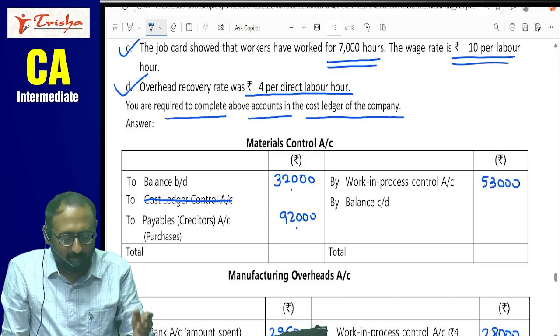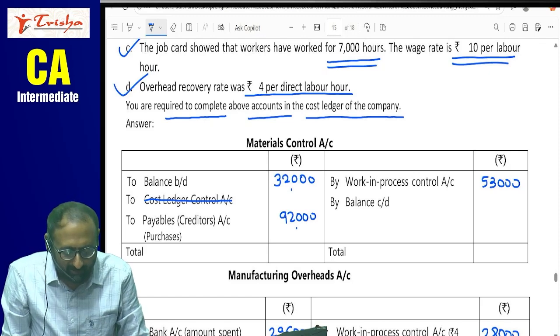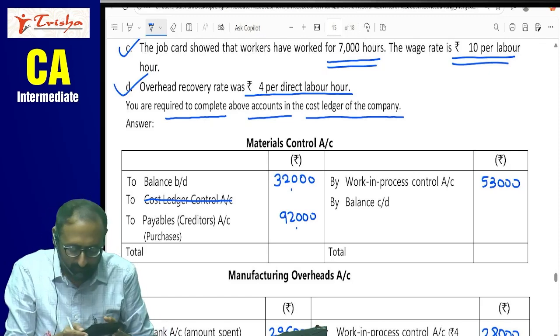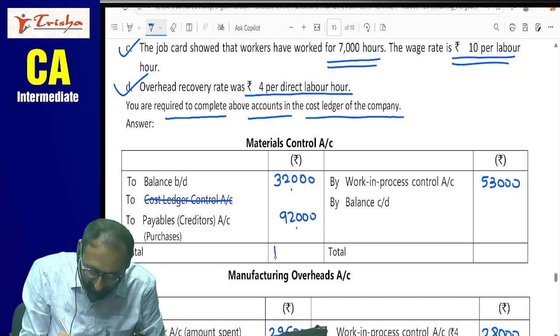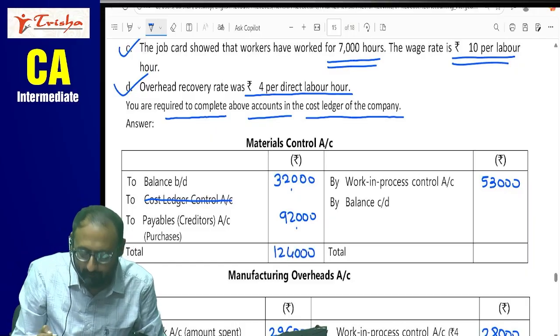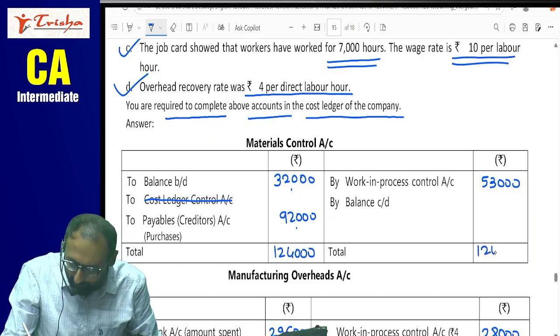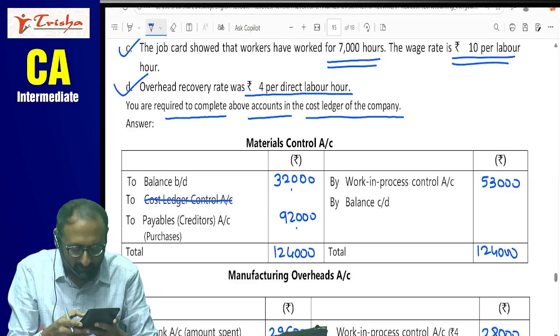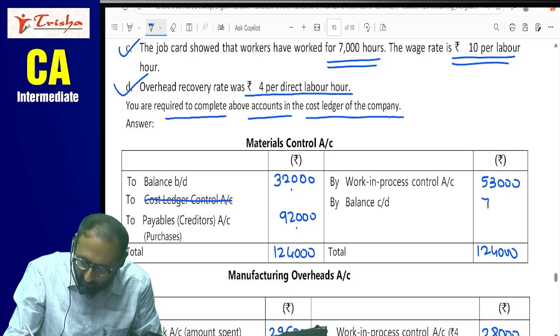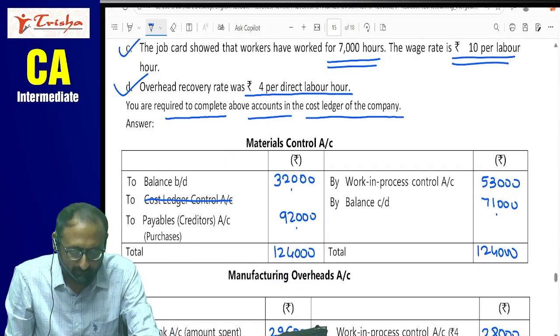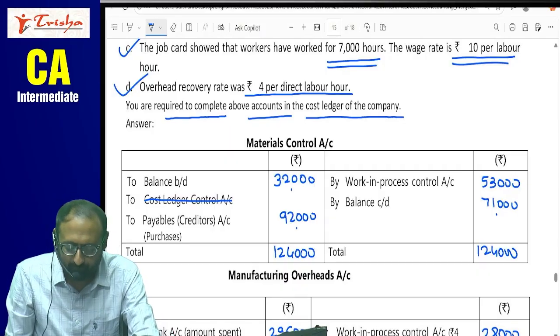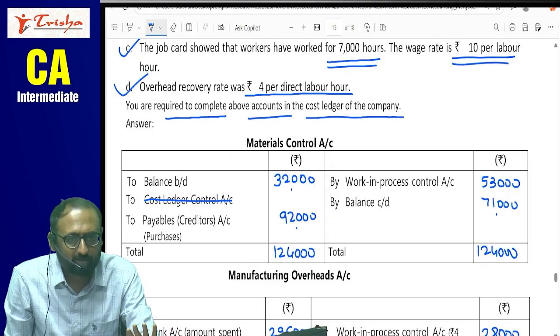Take the total of the material debit side: 32,000 plus 92,000. Total comes to 1,24,000. Is that right? Total should be 1,24,000 minus 53,000. How much is the closing stock of raw material? Is it 71,000? Correct? So we have completed all these accounts.